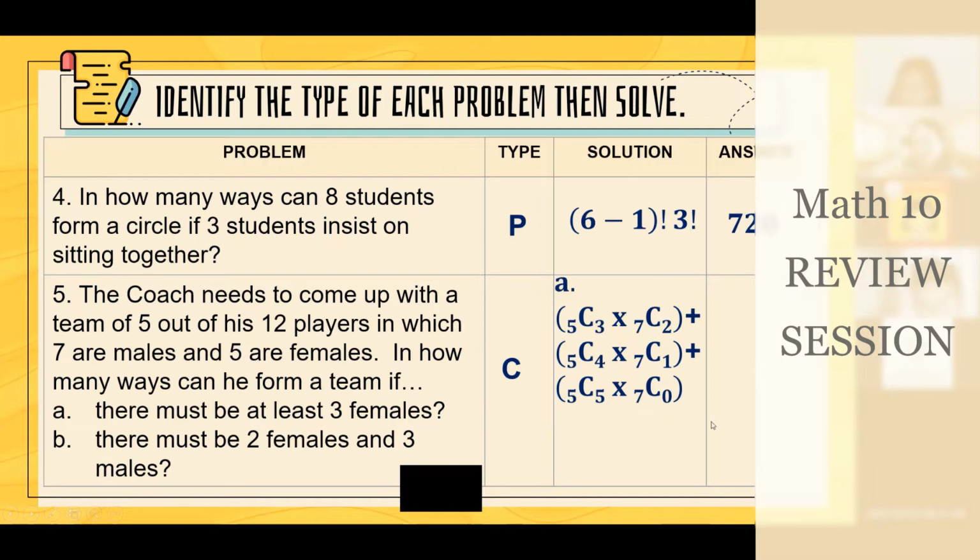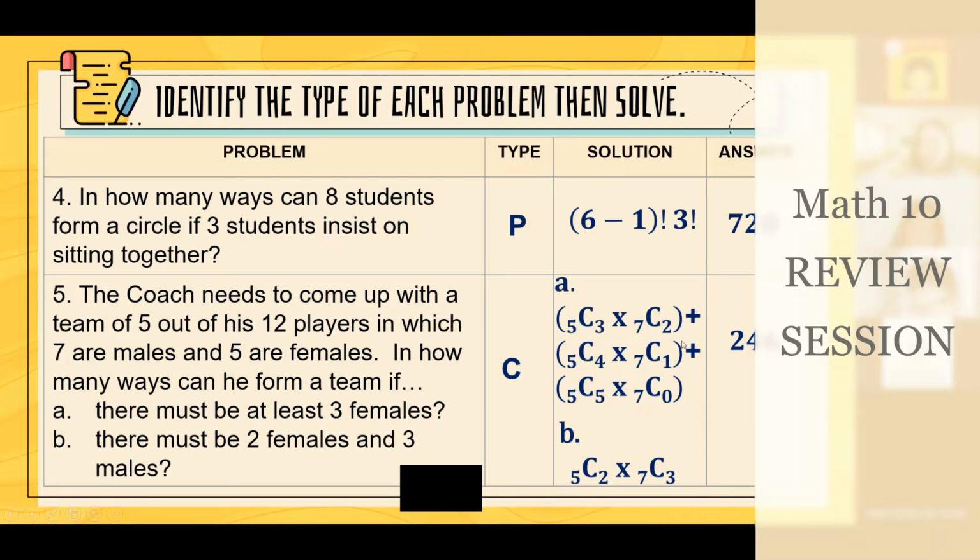And then final answer, Diana. 246 po. Let's see. Okay, check, 246. Since may sagot na yung letter B. Okay, letter B. There must be 2 females and 3 males. So, exact. Kaya, you have to get the 2 females from the 5, 5C2 times, the multiplication is because it's "and." Don't forget that. It's "and." If it is "or," it's plus.